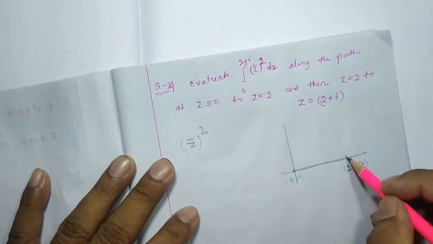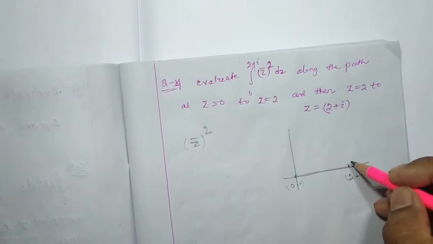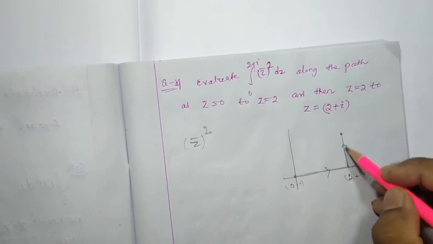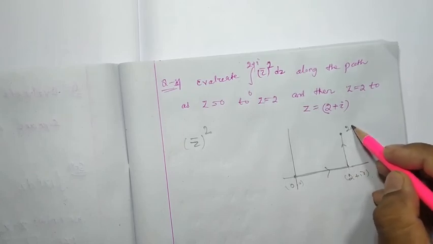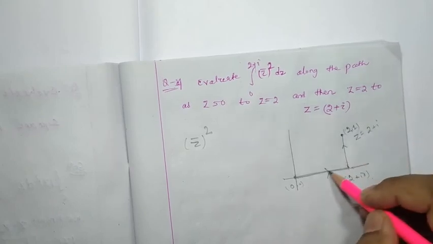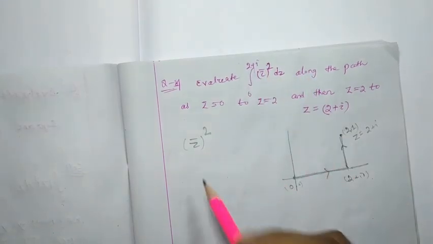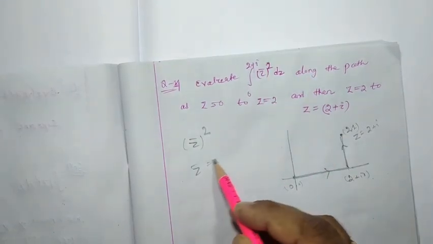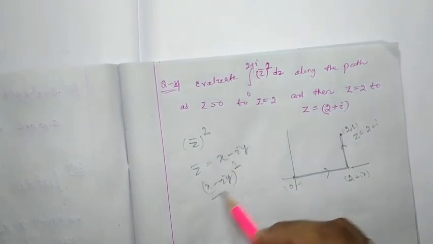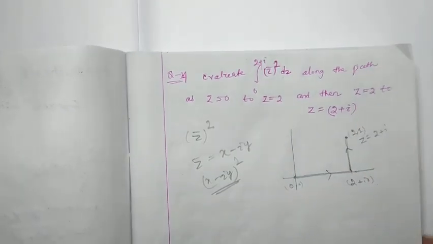Okay, then from here z equal to 2 to z equal to 2 plus i. 2 plus i means towards this you have to go up to 1. That means this point will be 2, 1. If this point is 2, 1, then z will be 2 plus i. So along this path you have to find the integral of this one, 0 to 2 plus i. So here z bar square, z bar we know is x minus iy. So x minus iy square, you have to use the a plus b whole square formula, and you have to do it by yourself. In our next class we are going to discuss.